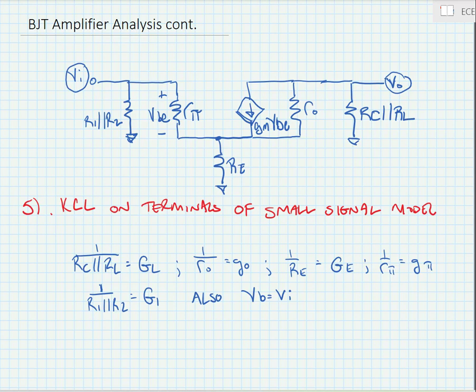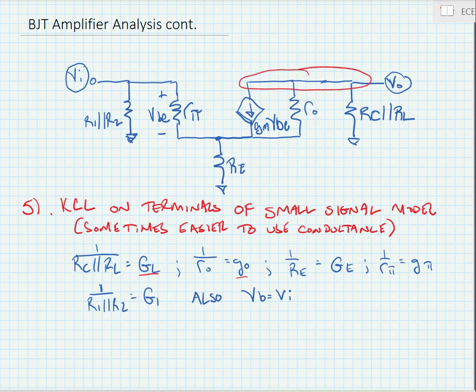Now here we're also going to note that the base terminal is directly tied to the input voltage source, so V sub B is equal to V sub I. And now we can write a KCL expression at the output node and at the emitter node. At the output node, we have V out times G sub L plus V out minus the emitter voltage times little g sub o plus Gm times VBE equal to 0.